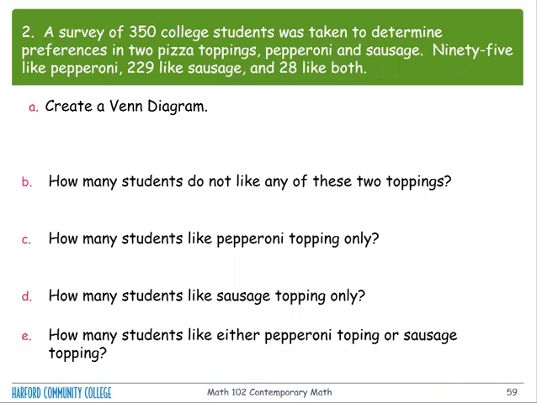So now we're going to start with defining sets based on the two toppings, pepperoni and sausage. We're going to let P be the set of students that like pepperoni, and S represents the set of students that like sausage.